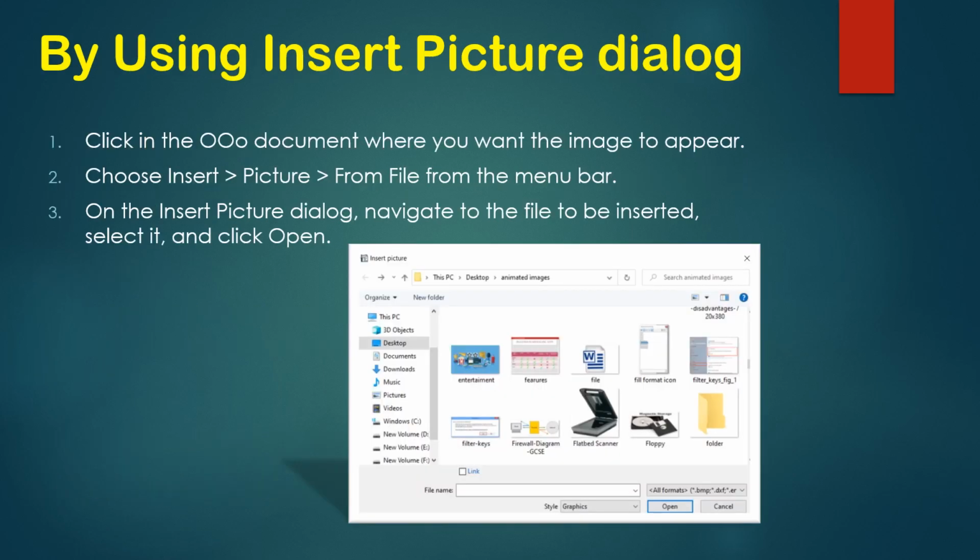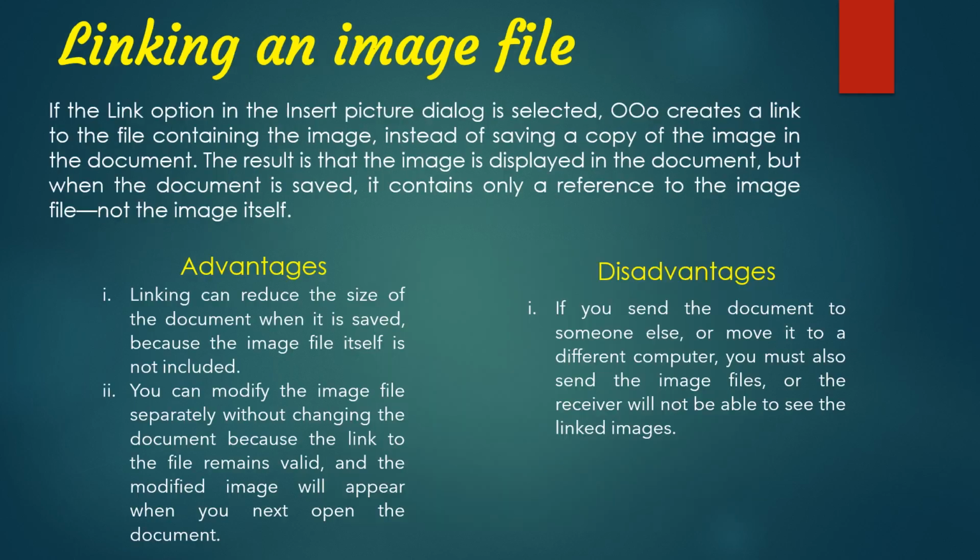Next is by using the insert picture dialog. In this, first of all, you have to open a document, then go to the Insert menu, then click on the Picture option, then select From File from the menu. Now it will show you the insert picture dialog box. Then navigate to the location where your file has been stored. Click on it and just click on Open.